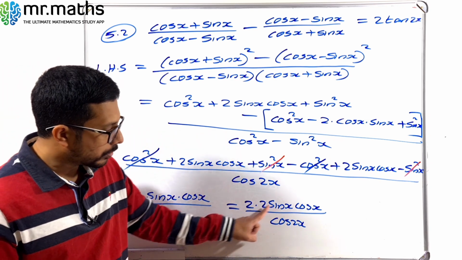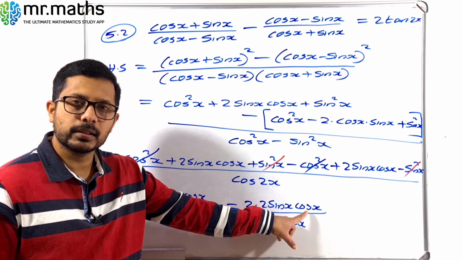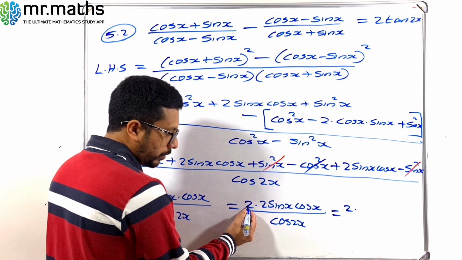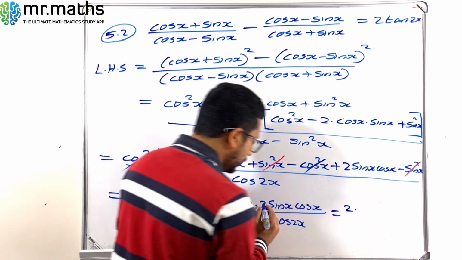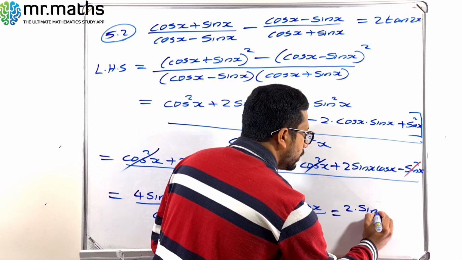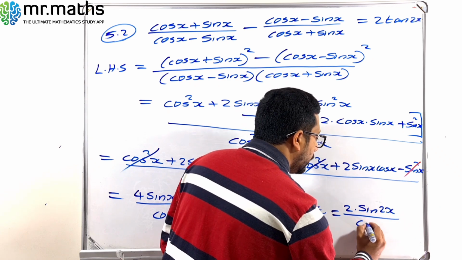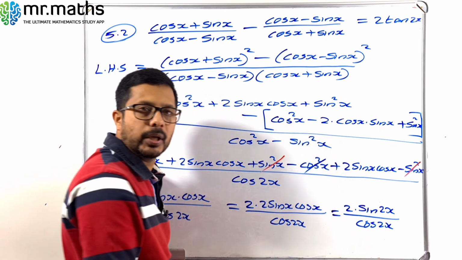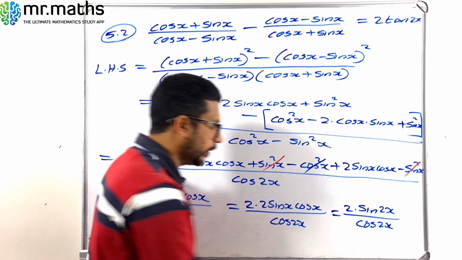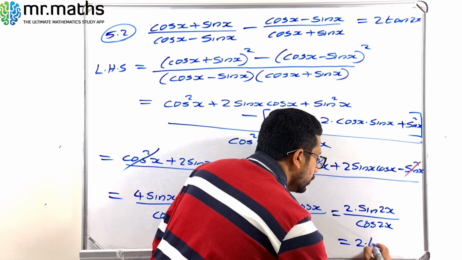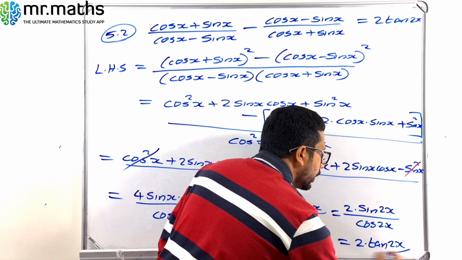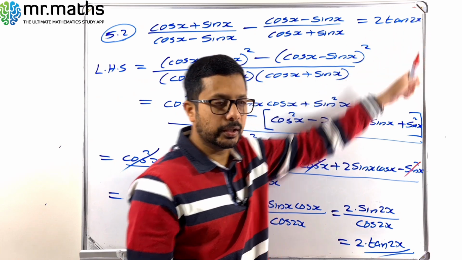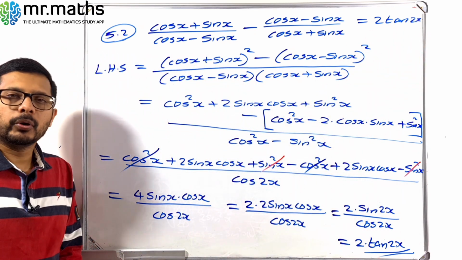Now what is this one? 2 sin x cos x, that is sin 2x, am I right? So it is 2 into this 2 sin x cos x, which is sin 2x, so sin 2x divided by cos 2x. So here you can see that sin 2x divided by cos 2x is tan 2x. So that is 2 into tan 2x, and that is what we want to prove. Can you see that? 2 tan 2x. Okay, so that is question number 5.2.